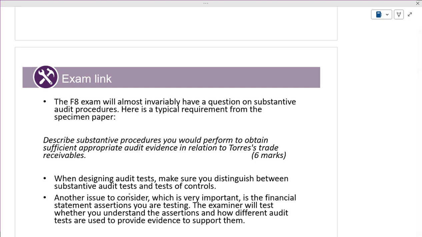The F8 exam almost invariably has a question on substantive procedure. If you take the mock exams, they will give one question. What they are doing? They are giving it for 20 marks and dividing. They are talking about the inventory. What are the substantive procedures for inventory? What are the procedures for property, plant? What are the procedures for receivables? What is the procedure for cash?